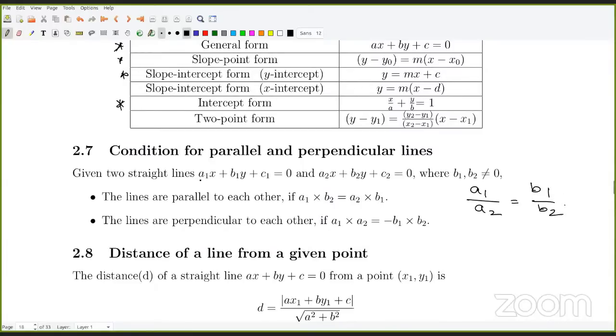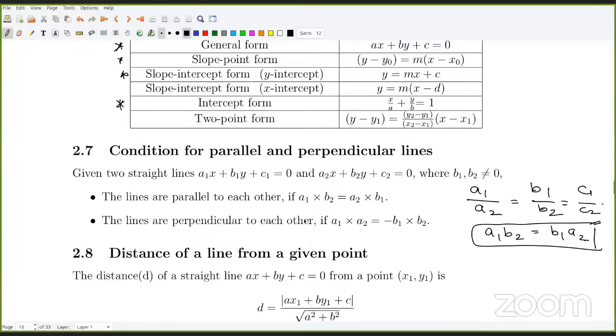You have to equate the ratios of the x and y coefficients. So A1 by A2 should be equal to B1 by B2. If this is true, A1 B2 equals B1 A2, then the lines are parallel to each other. The ratios of coefficients should be equal, and this should be equal to C1 by C2. If the ratios are equal, then they are parallel.